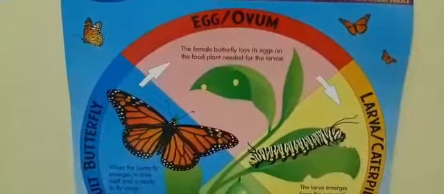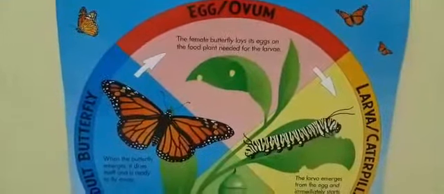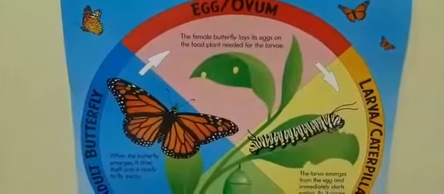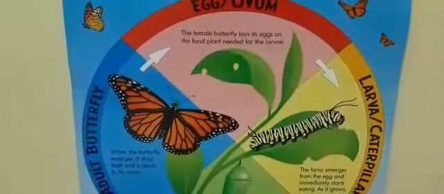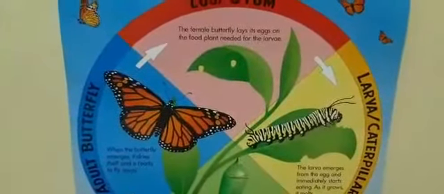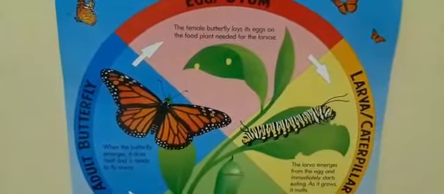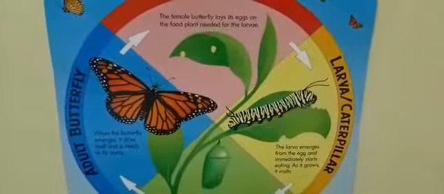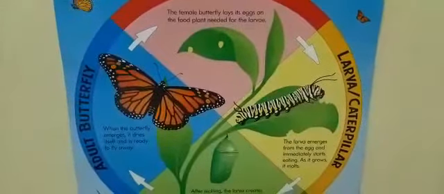So the first part of the life cycle is the egg, or a fancy word for it is called an ovum. So what happens is the mommy butterfly lays eggs on a plant or under the leaves, and then when the babies come out, they look like caterpillars. So it's called a larva or a caterpillar.